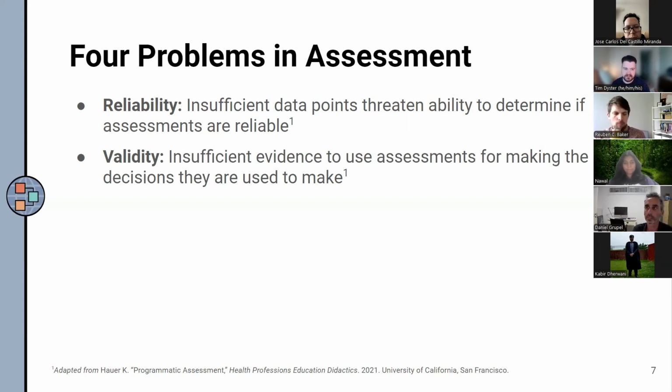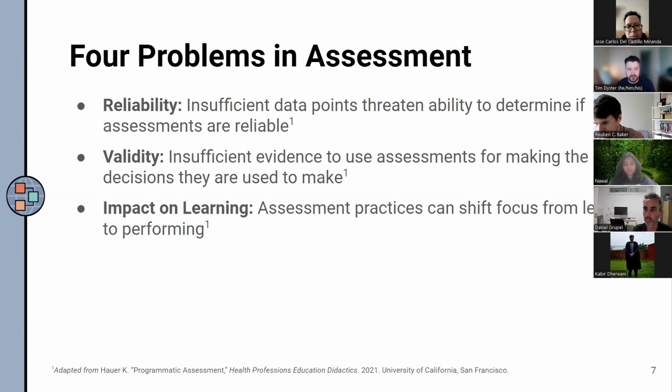But this is also a problem in assessment. We often have insufficient evidence to use assessments for making the decisions they're used to make. An example of this would be the very long history of using Step 1 and Step 2 to make decisions around matching people to residency, despite there being a good body of evidence that we were not actually measuring people's ability to perform well as practicing physicians. That would be an example where the test was consistent, but we weren't actually hitting the bullseye we wanted to hit, and we were still making decisions using that as the data source. And so this is another problem we have in medical education's learner assessment.